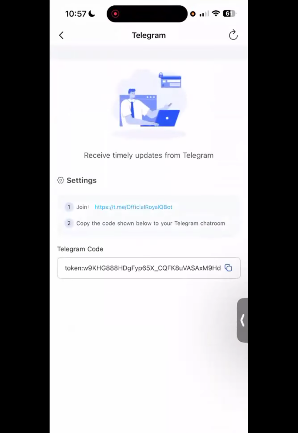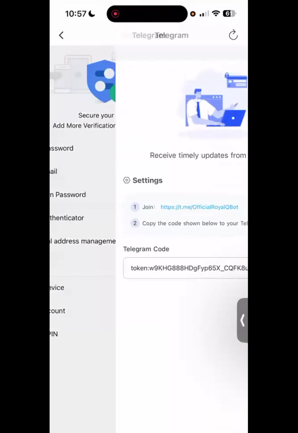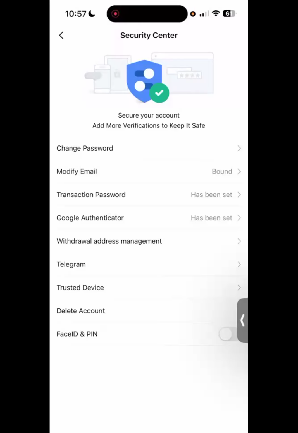Then the Telegram. You can connect your RoyalQ robot to your Telegram account. If you're a fan of Telegram, one can do that, okay? Trusted device. If I should tap on it, all the devices I've logged in to before with my RoyalQ account, you would see them displayed. So once in a while, you can tap on it to check who has been logging into your account, okay? You would see all the details, the device name, if it's a laptop or a computer, you'll be able to get all those details.